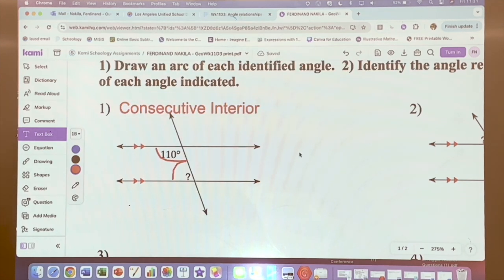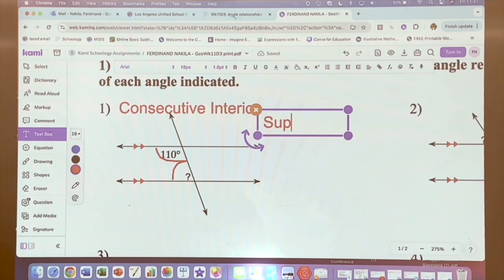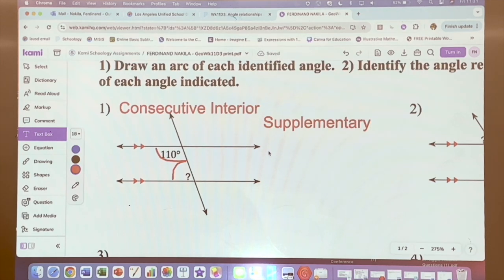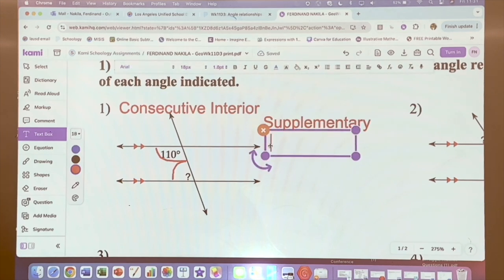Okay. And what's with consecutive interior? That's 110. And they should be what? Are they congruent or do they add up to 180? Add up to 180. Yep. And that is called supplementary. Supplementary, that they add up to 180, angle 1 plus angle 2. So let's consider this one as our angle 1 and this is our angle 2. And we add them and that's equal to 180. So that's 110 plus, we're not going to use the question mark, we're going to use x equals 180.